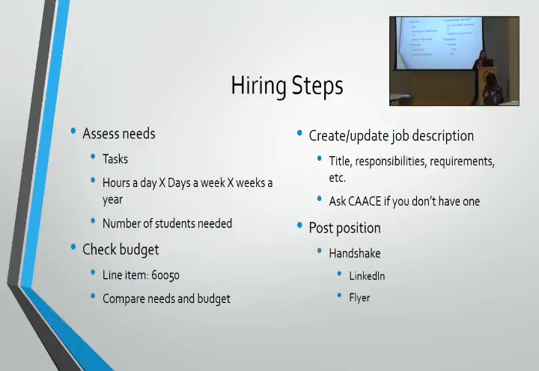Next, when you're posting, you'll have to create or update your job description. A lot of departments already have student workers, so there probably is a job description somewhere. If you don't have it, you can check with the Center for Academic Advising and Career Engagement with Whitney, or one of the student workers over there can help. But you can just email them and say, I'm looking for a student worker. Do you have one for my department? Or they could send you a sample, and then you can adjust it as you see fit.